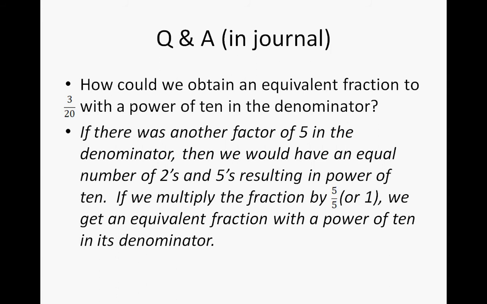So right now 20 is 2 times 2 times 5. So we need to get another 5 in there, so that's 2 times 2 times 5 times 5. So if we multiply the fraction by 5 over 5, remember if we are partitioning, we are also copying. So that's where the 5 over 5 comes from, because that's equal to 1. We get an equivalent fraction with a power of 10 in its denominator.